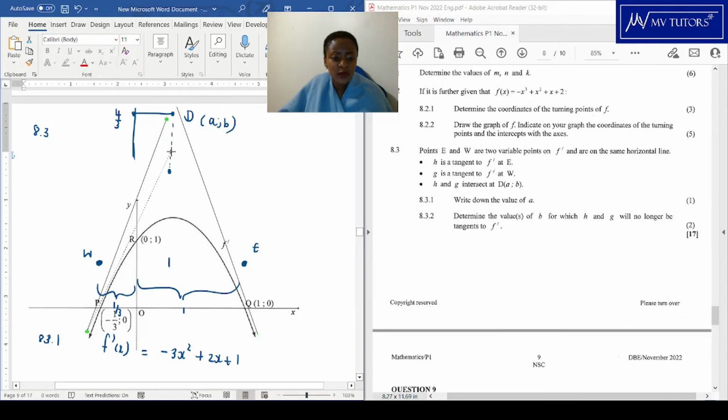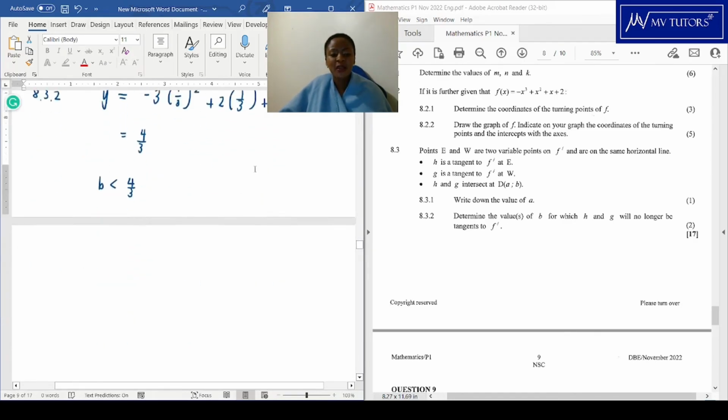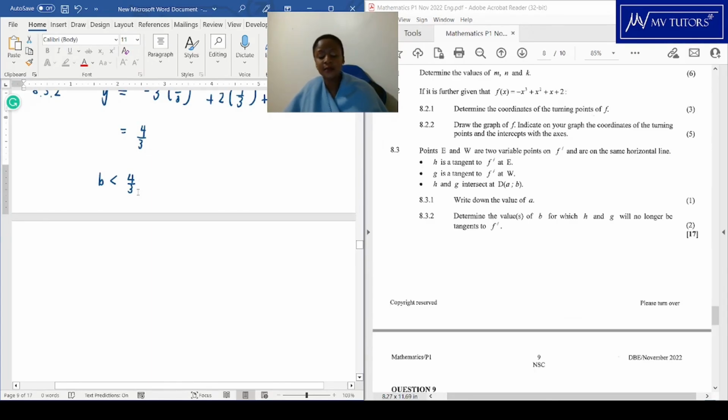from 4 over 3, I hope you are getting what I'm trying to demonstrate over here. If this was 4 over 3 previously, let's just pretend this was 4 over 3. If we go higher than 4 over 3, it will no longer be a tangent as well. But they're still meeting somewhere on top. So I think b can be smaller than 4 over 3, or b can be bigger than 4 over 3. That way, h and g will no longer be tangents to f prime.